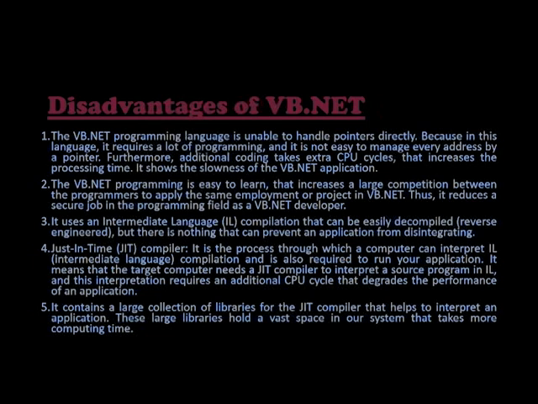Disadvantages of VB.NET. 1. The VB.NET programming language is unable to handle pointers directly. Because in this language, it requires a lot of programming, and it is not easy to manage every address by a pointer. Furthermore, additional coding takes extra CPU cycles, which increases the processing time. It shows the slowness of the VB.NET application.